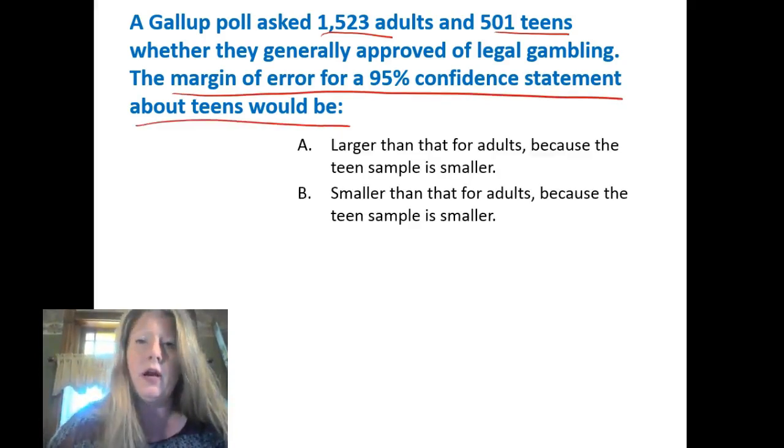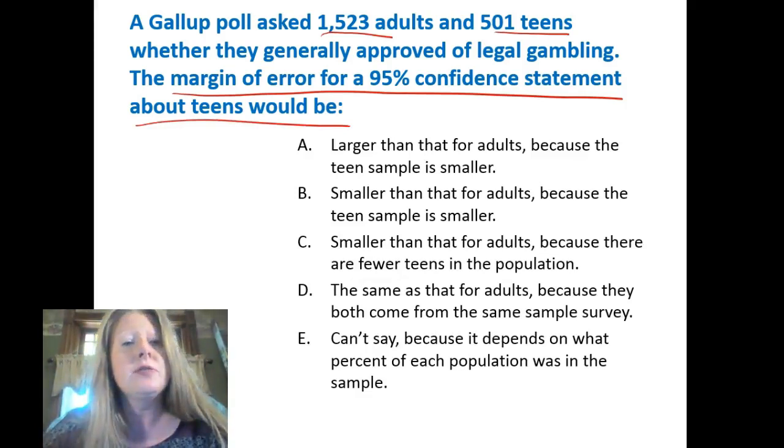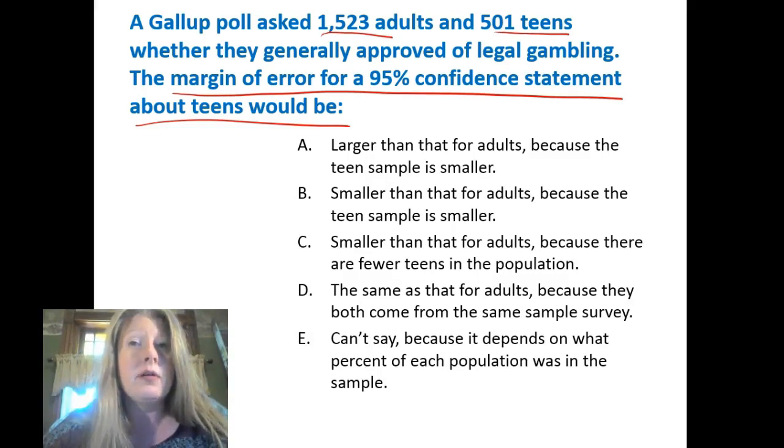So here are our options. I won't read through all of those in the interests of time, but the basic thing to keep in mind is that the teen sample is smaller than the adult sample. The teen n, or sample size, is smaller. How does a small sample size affect the margin of error?